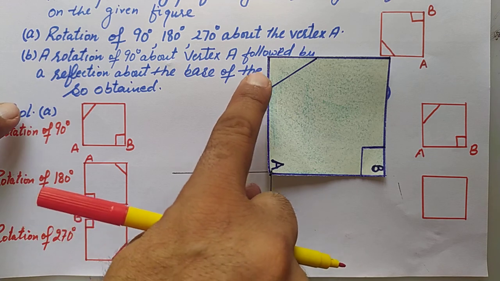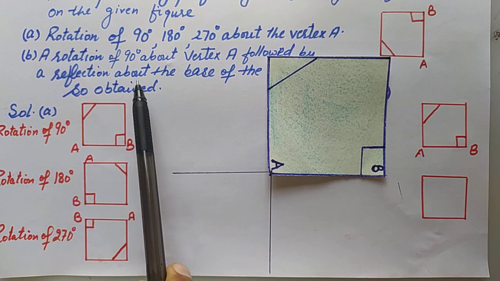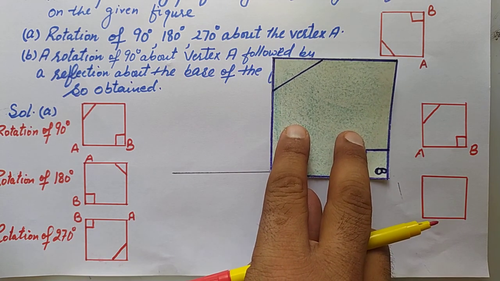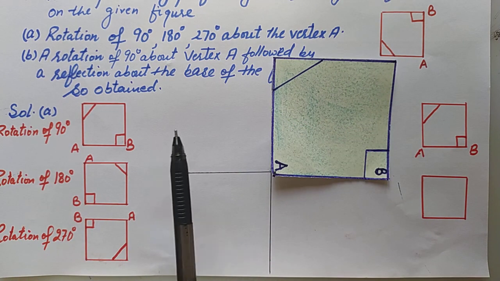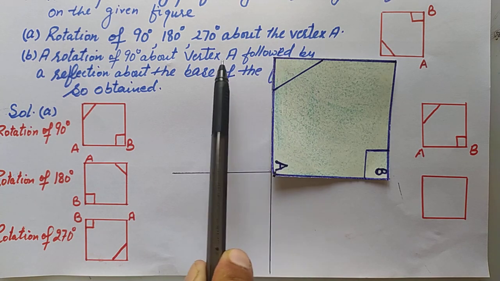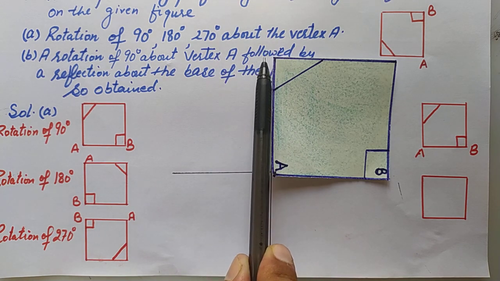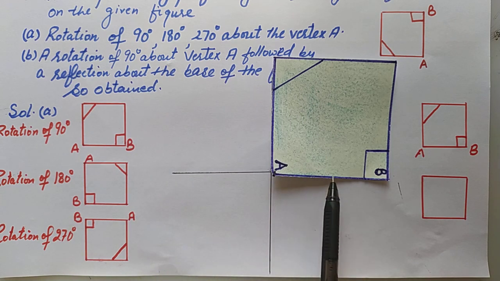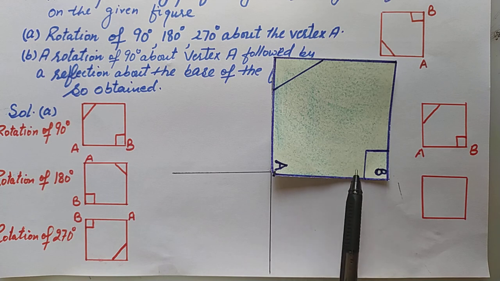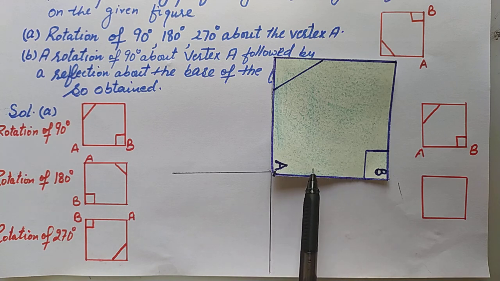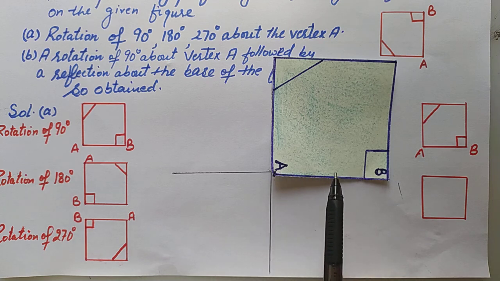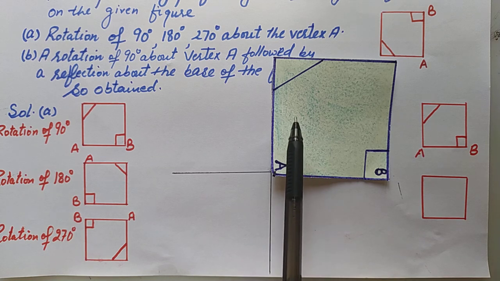Again it is said that this is followed by a reflection about the base of the figure so obtained. So after this, what we are to do is reflect about the base of this figure. The base of this figure is this AB. Now we are to get the reflection of this figure about base AB. About base AB means AB will be fixed and then we will rotate this figure.